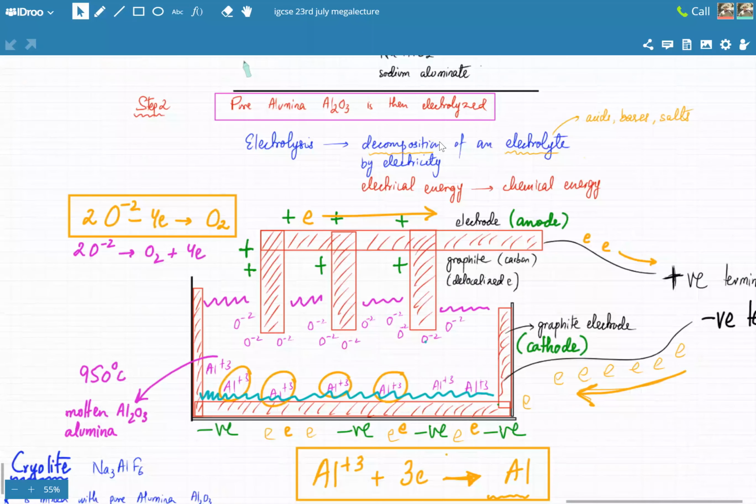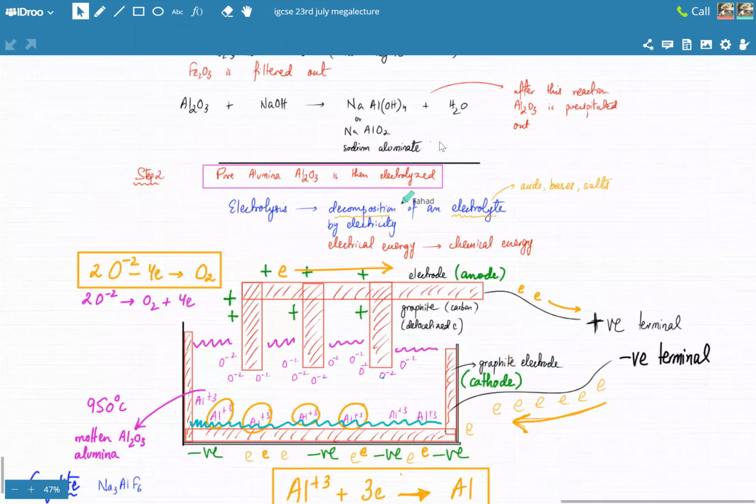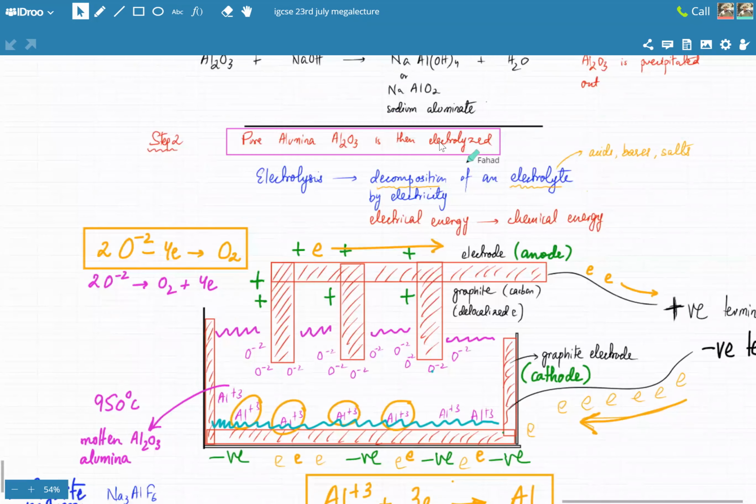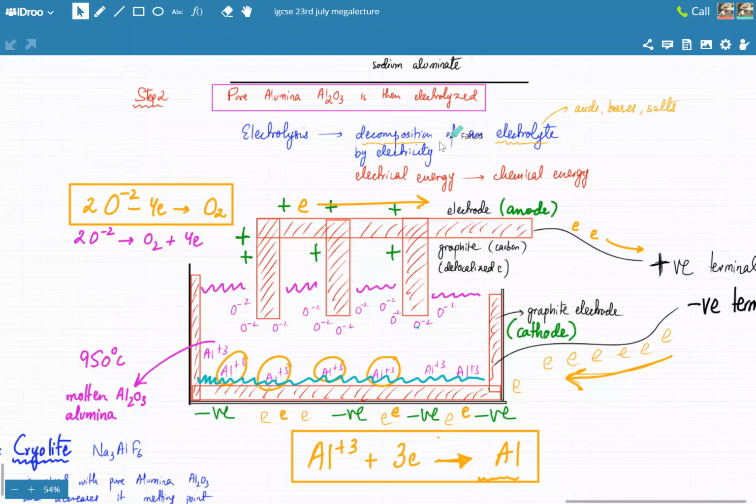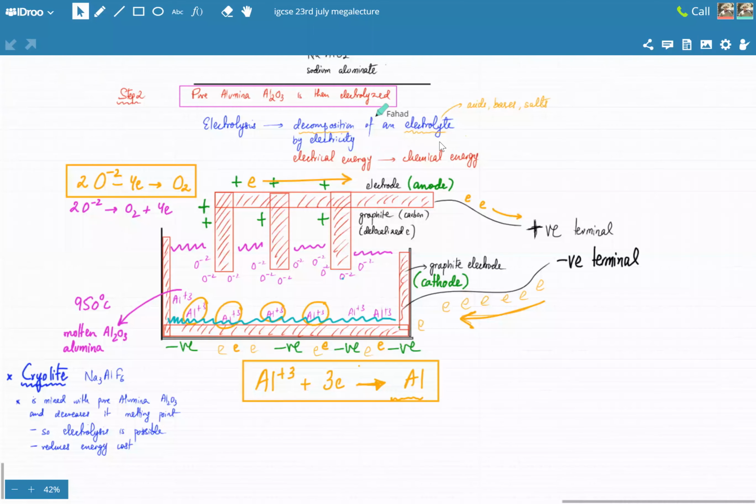When you have pure alumina, it is then electrolyzed. I gave you a brief overview of what electrolysis is. It's the decomposition of a substance by passing current through it. So this was the process. There was a graphite. And we did not complete this actually.